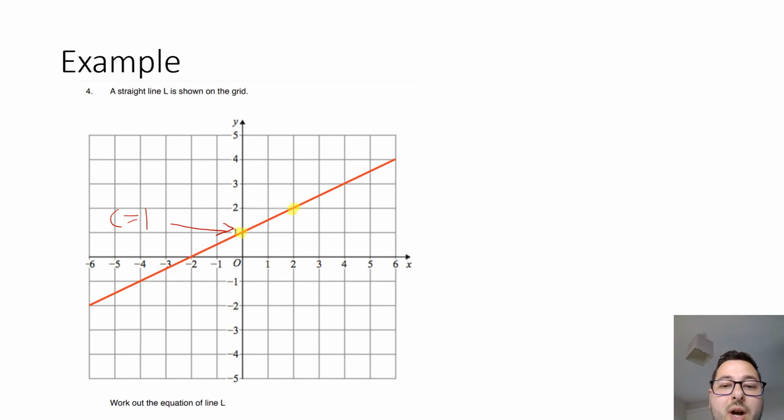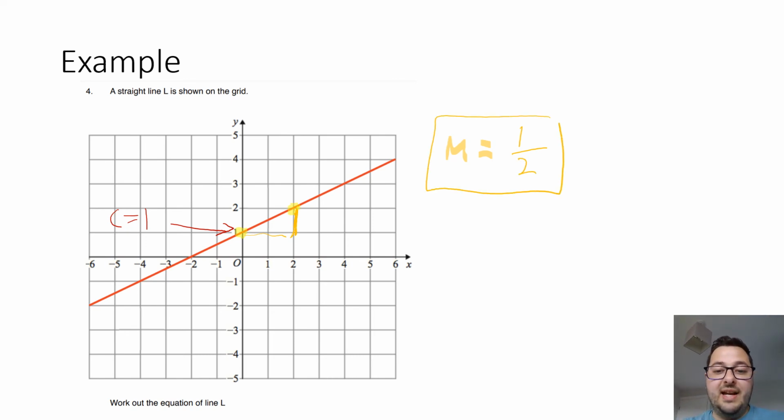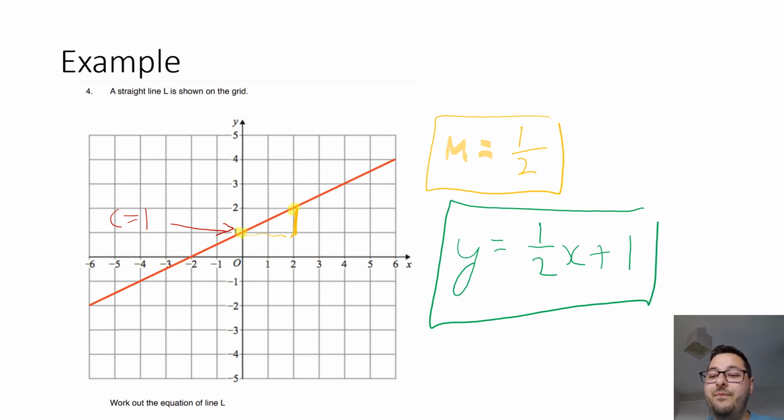The change in y is 1, and the change in x is 2. So the gradient is going to be half. So our equation for this line is just going to be y equals half x plus 1. All right then.